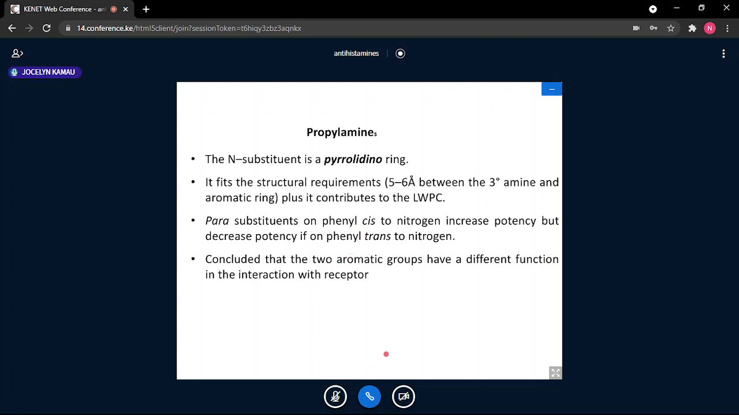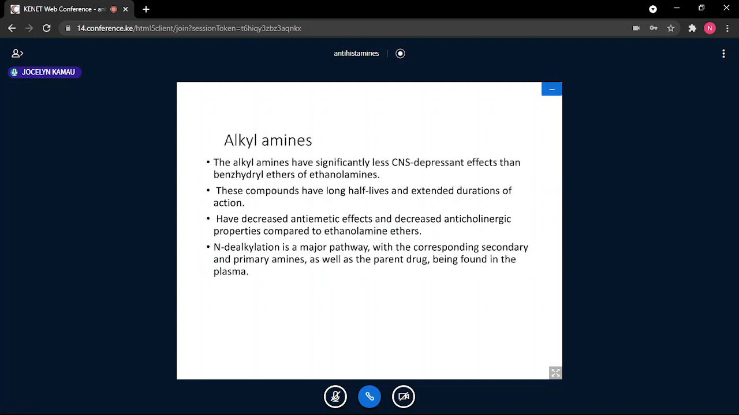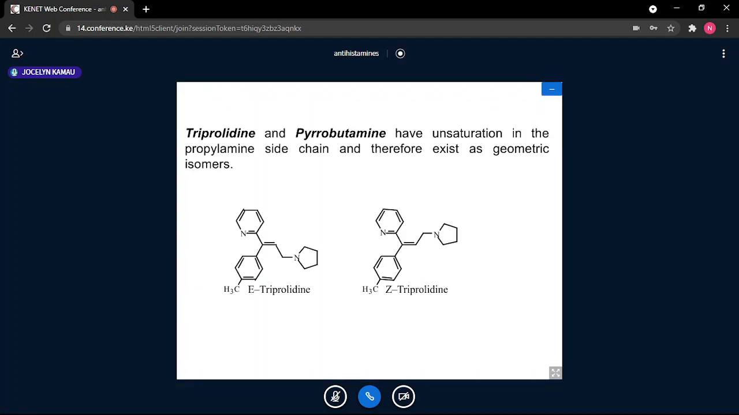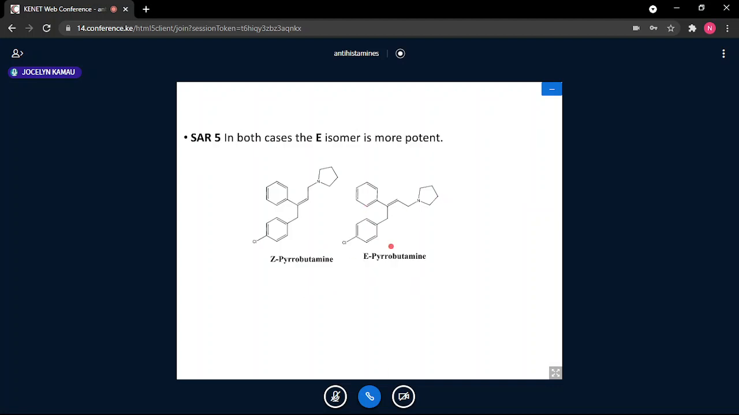Let us look at the propylamines. We are still looking at the propylamines or the alkylamines, and if you look at both of these, we're looking at the unsaturated alkylamines. You can see the introduction of the pyrrolidine group. That is a pyrrolidine group, and even when you look at the pyrobutamine and with the unsaturation, you still have the pyrrolidine group. Of interest is that our 3 carbon atoms are actually aliphatic. They are not part of the cyclic ring. It is only the nitrogen which is part of the pyrrolidine ring, and we had said with retention of activity.